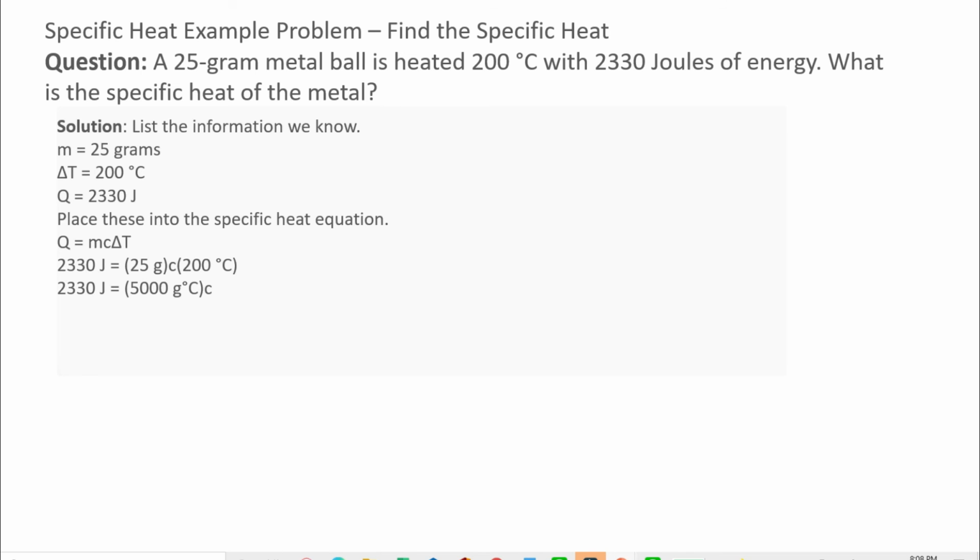25 times 200 is 5,000. Divide both sides by 5,000 grams. So c is equal to 2,330 joules divided by 5,000 grams degrees Celsius. And the answer becomes c equals 0.466 joules per gram per degree Celsius. That's specific heat.